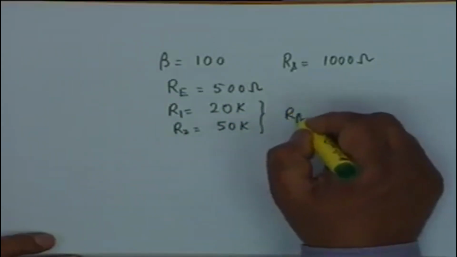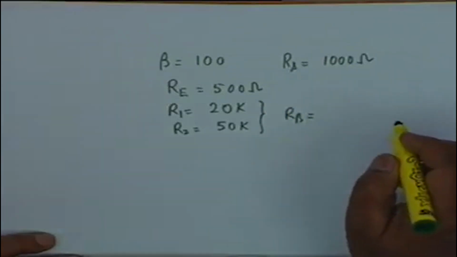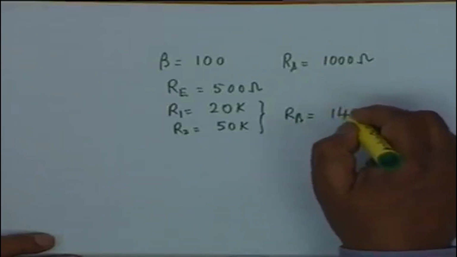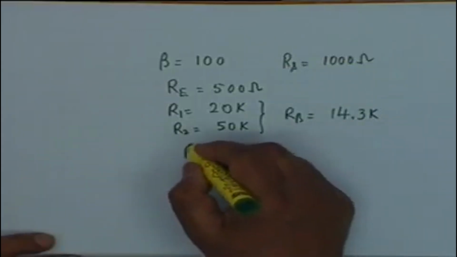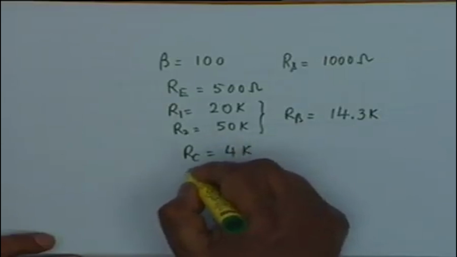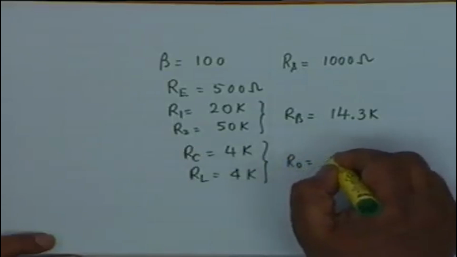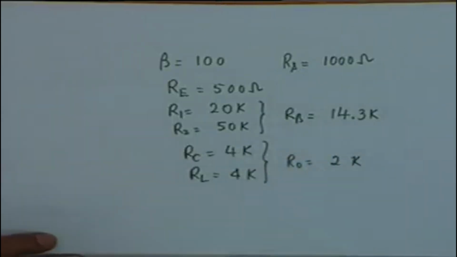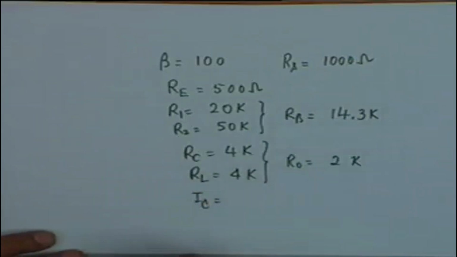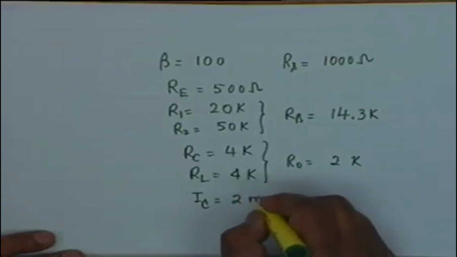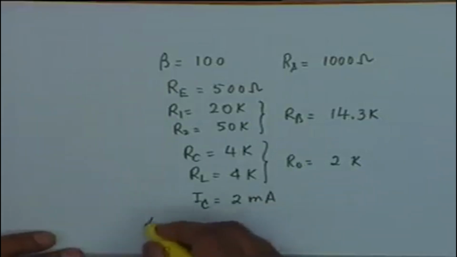Therefore, Rb is how much? 20 times 50 divided by 70, that is 14.3K. Alright. Rc is, let us say, 4K, RL is 4K. So that R0 is simply equal to 2K. R0 is the parallel combination of the two, and I sub C, the collector current, is given as 2 milliampere. Alright. You are required to calculate the mid-band gain A0.